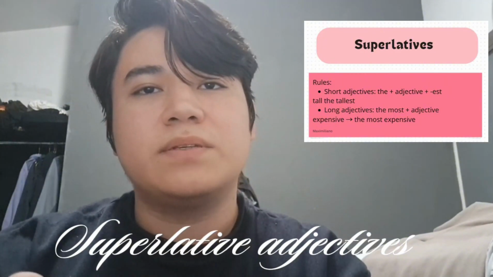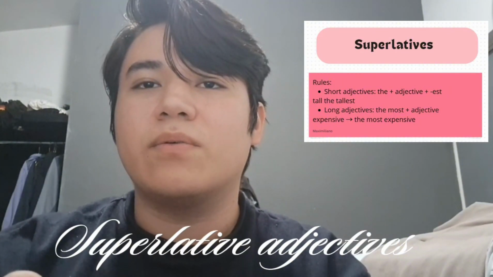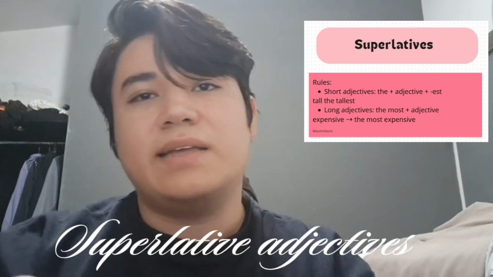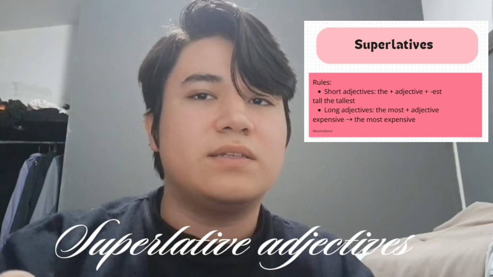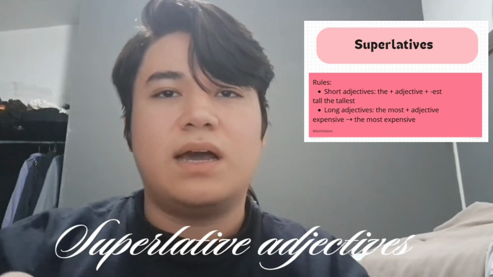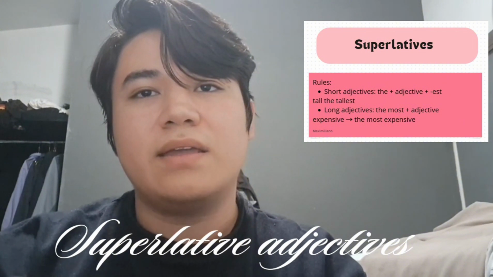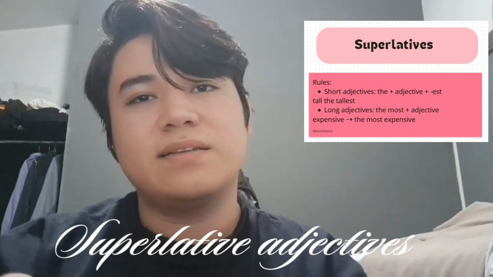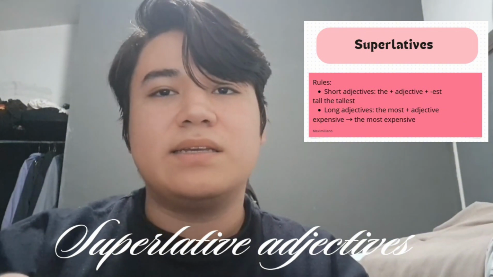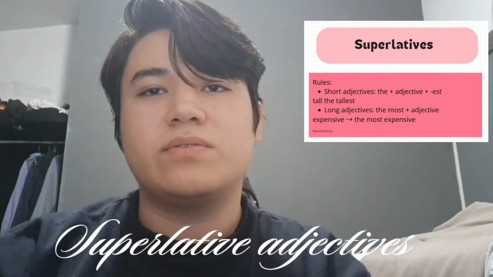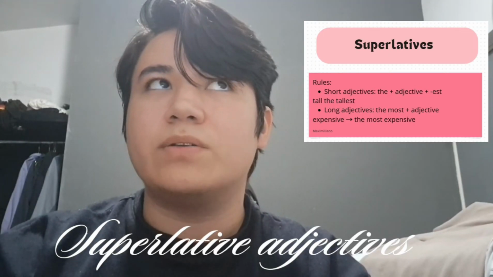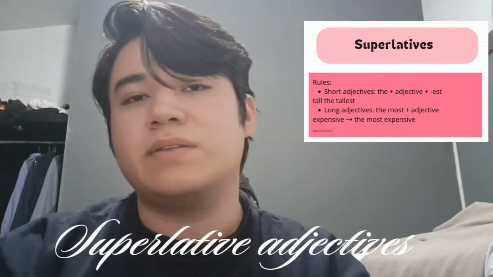Rules for superlatives. Short adjectives, one syllable: add -est, like small, the smallest, long, the longest. Adjectives ending in y, change y to -iest: happy, happiest, easy, easiest. Long adjectives, two or more syllables, use the most plus adjective: the most beautiful, the most expensive.